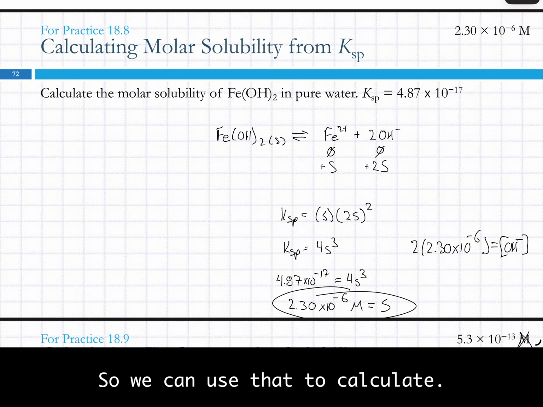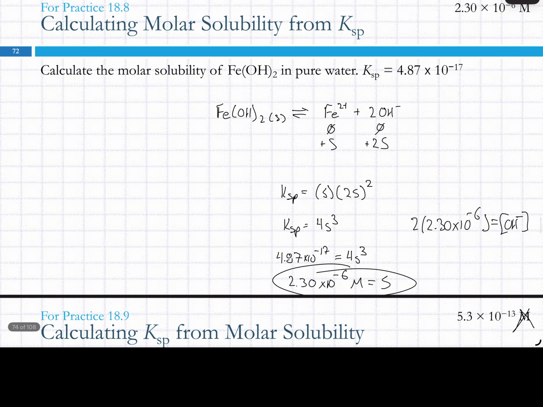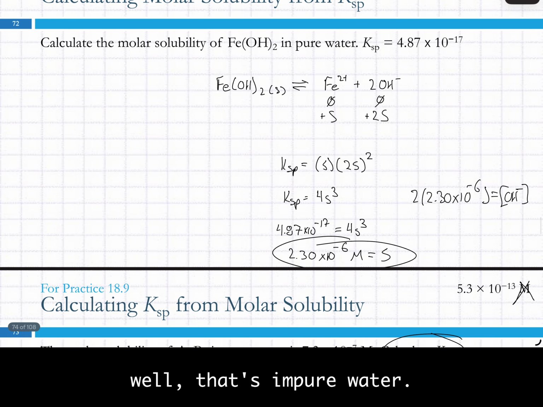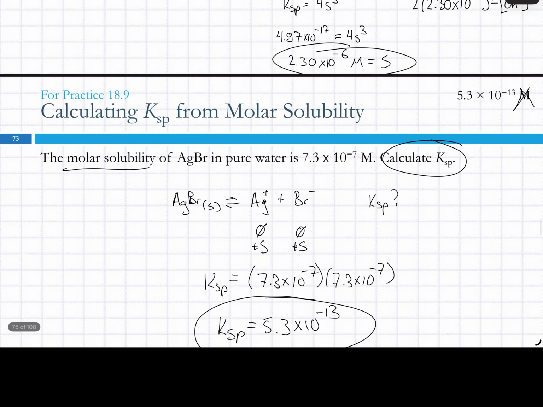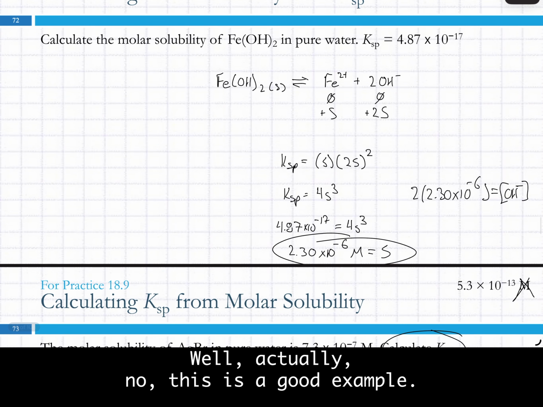So we can use that to calculate, oh yeah, well, that's impure water. Well, actually, no, this is a good example.